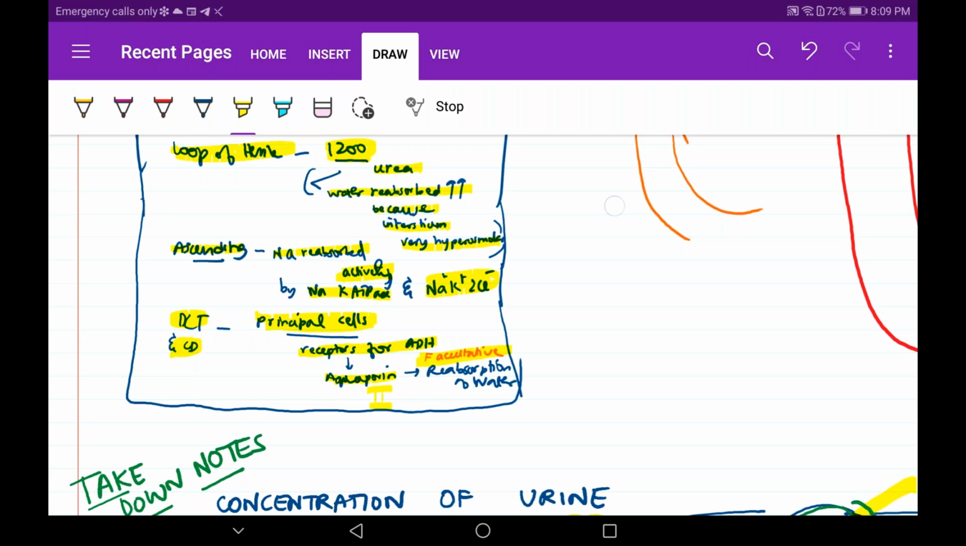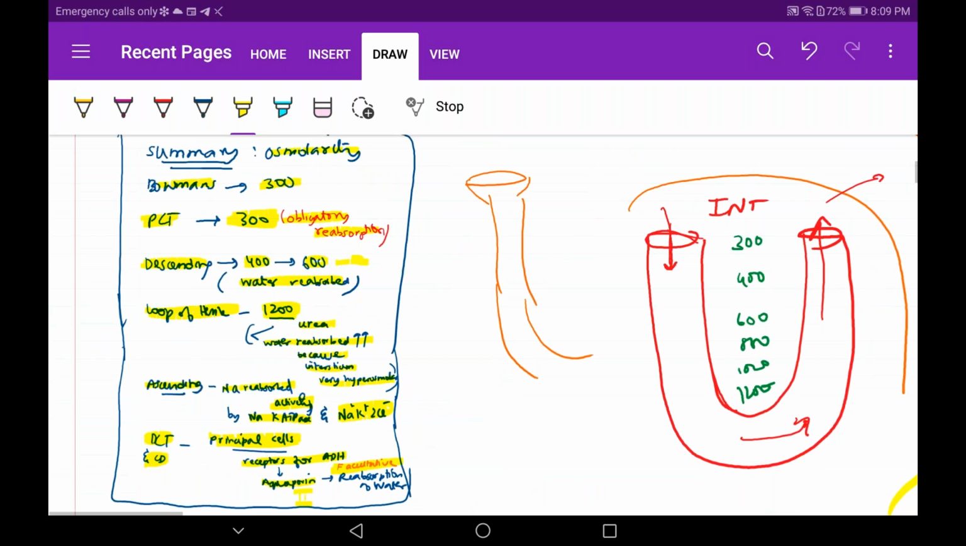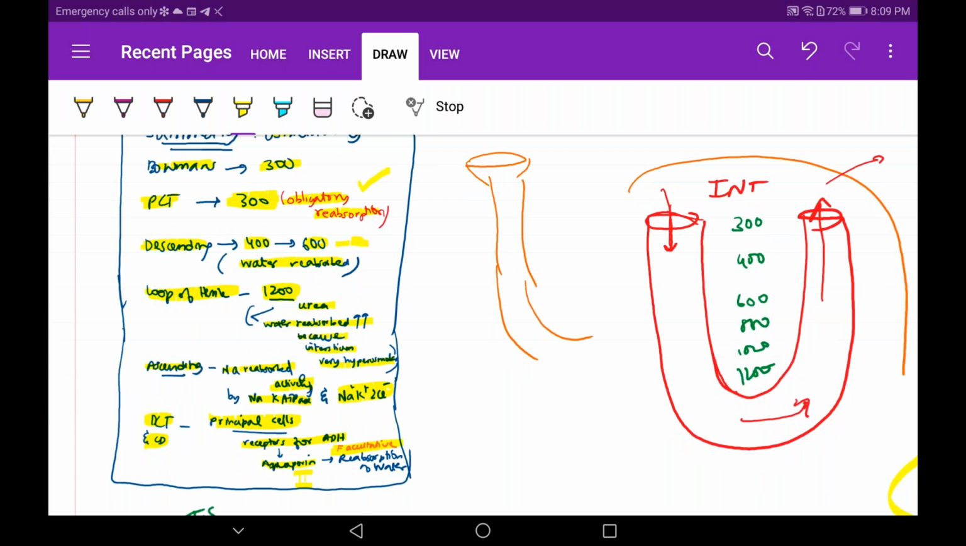So there are 2 special names. One is obligatory reabsorption, but that's not for water. That's simply for the process of reabsorption which is occurring in the PCT. Another name is facultative reabsorption in the collecting duct. Okay, I think this explains the whole concentration of urine.